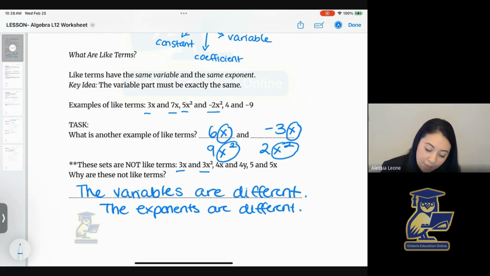And it gave us some other examples. 4x and 4y, those are not like terms. One is an x, one is a y, not the same. 5 and 5x, not the same, not like terms because one has an x, one has no x.